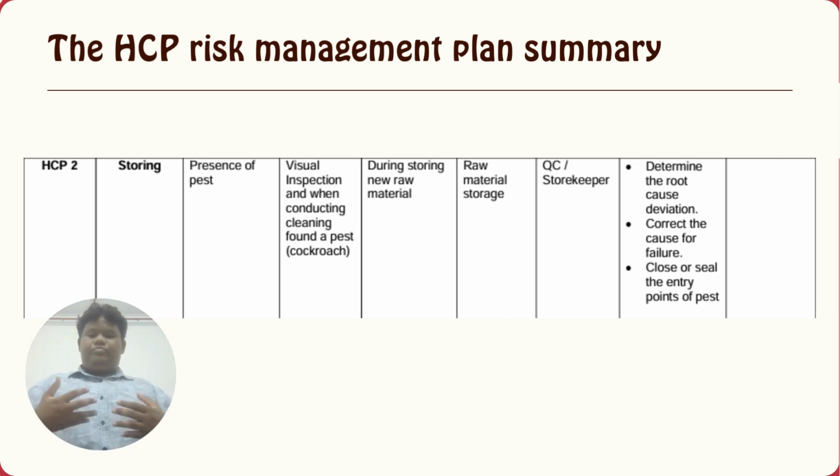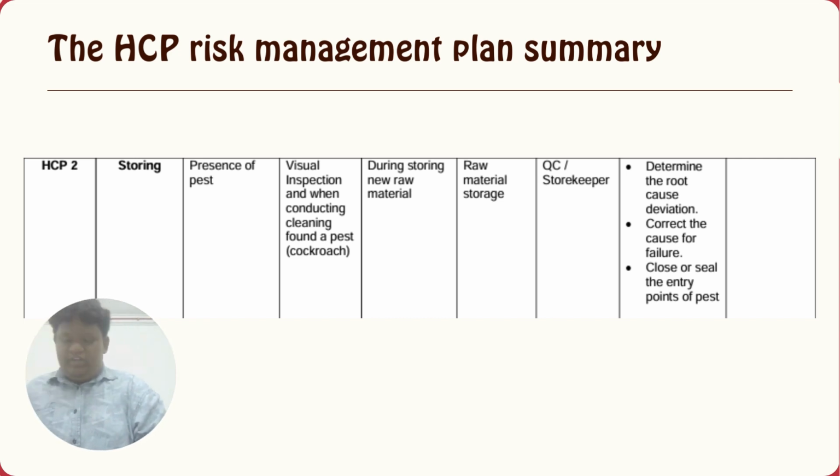Then we see whether the pest control section is active or not. After that, we do analysis, and we will also conduct cleaning if we find a pest, for example the presence of a cockroach. So automatically we will do cleaning at the storage. The next W is when: during storing of new raw material. The next W is where: at the raw material storage. And the last W is who, which is the people responsible for this action: the quality checker and the storekeeper.